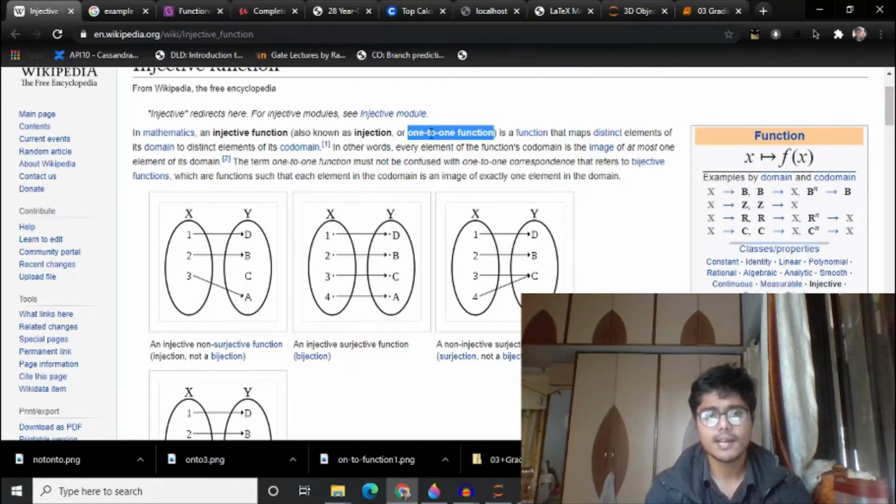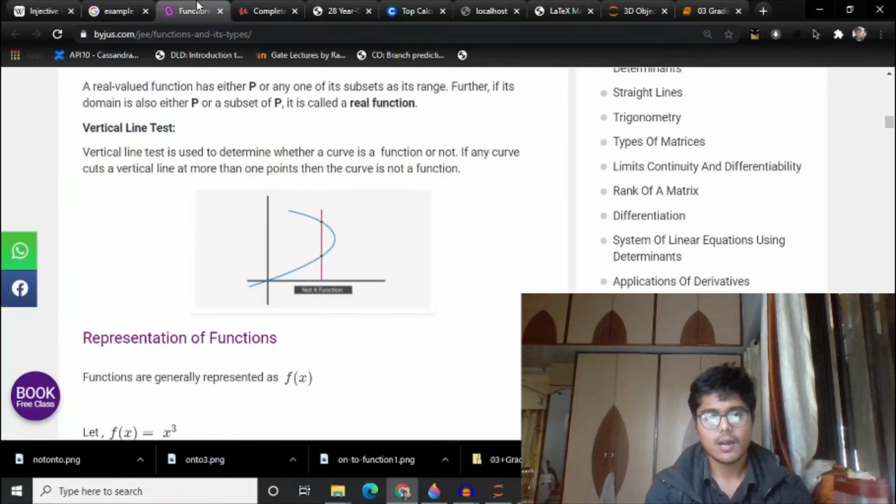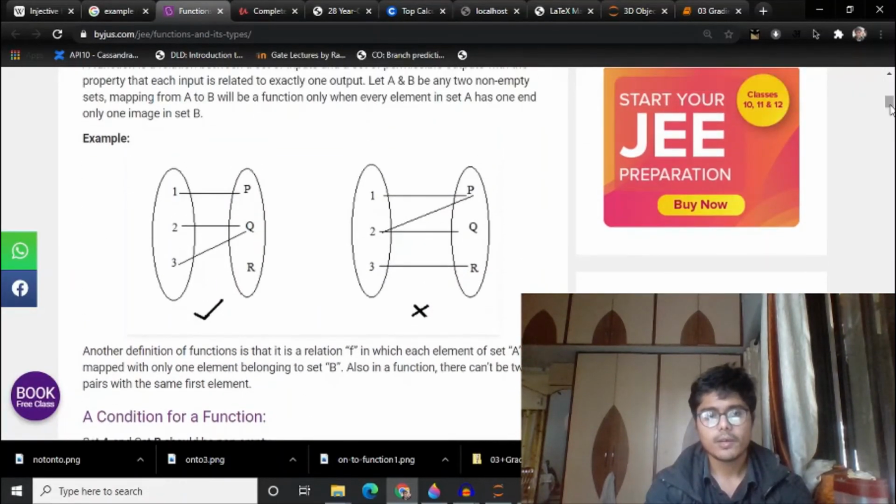So as you can see, what injection or injective function means, this element in the domain, there are three elements present in this domain, guys. So let's view this diagram, guys. Okay, so you can see that this 2 and 3 are mapping to q. This is a valid function, guys, but this is not an injective function.